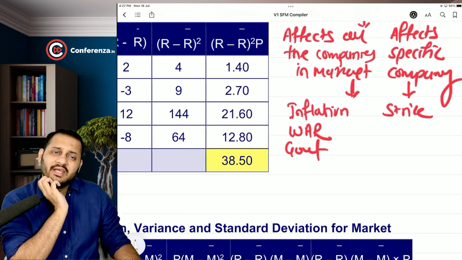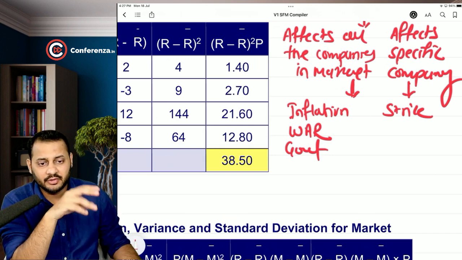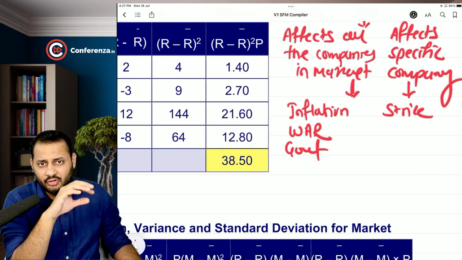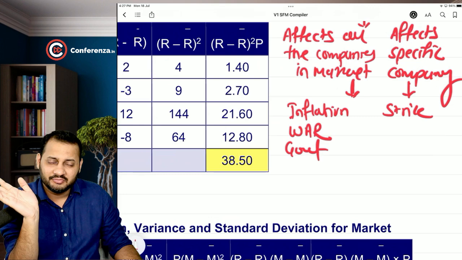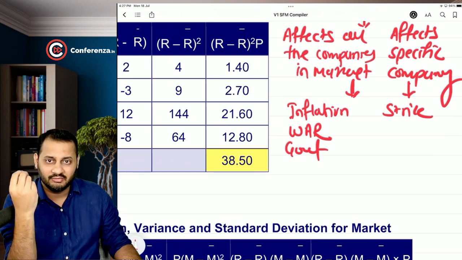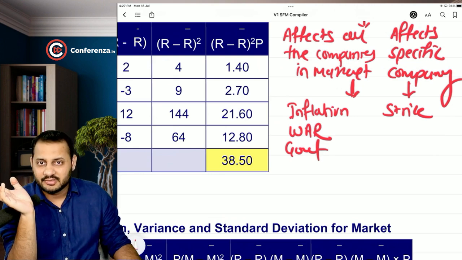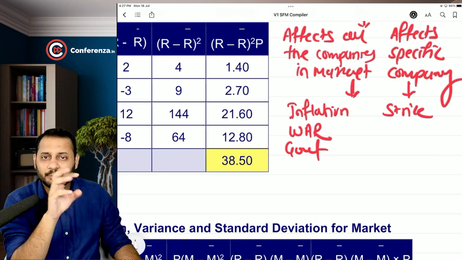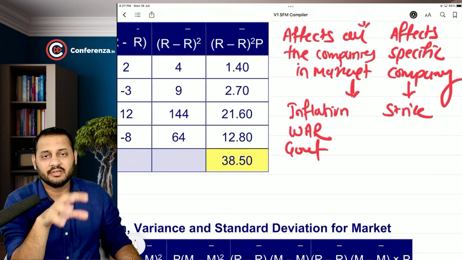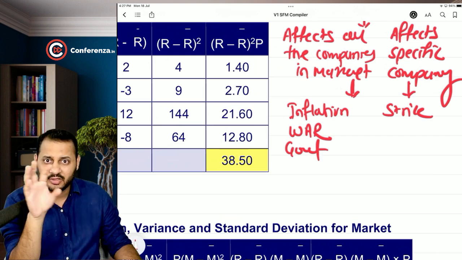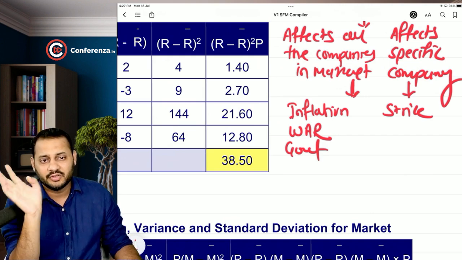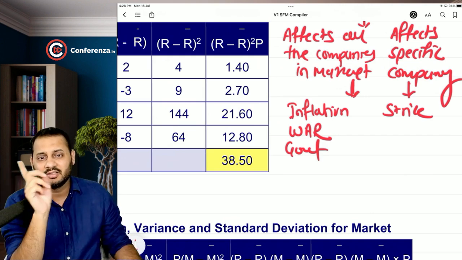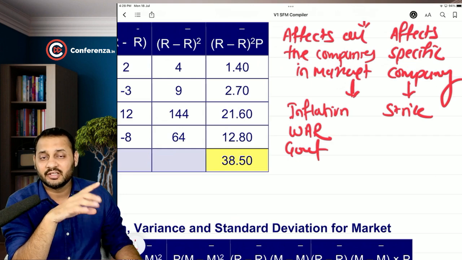Now, why strike is an unsystematic risk, I will tell you. What are the chances that all the companies in the entire economy will go on strike at the same time? Very less, like rare, or we can say almost impossible, right? So strike is a company specific risk. If it is going to happen, it will happen in, let's say, the banking industry, but it won't happen at the same time in the automobile industry and the real estate industry as well. So it won't affect all the companies in the market, unlike systematic risk, which affects all the companies in the market, right?